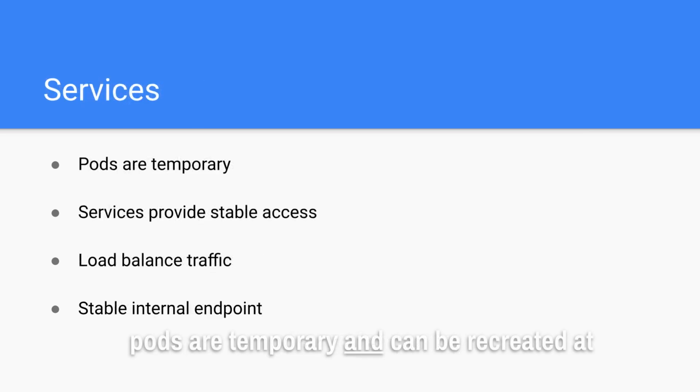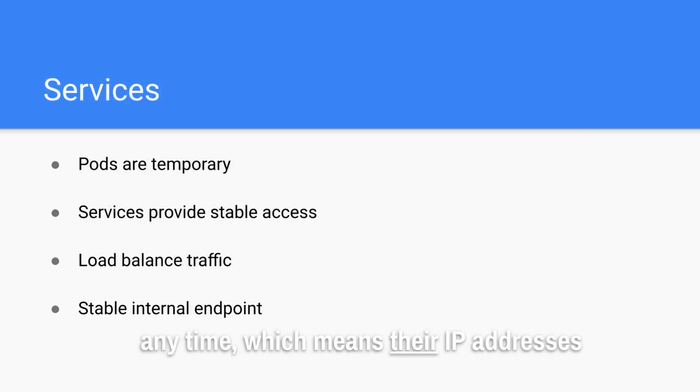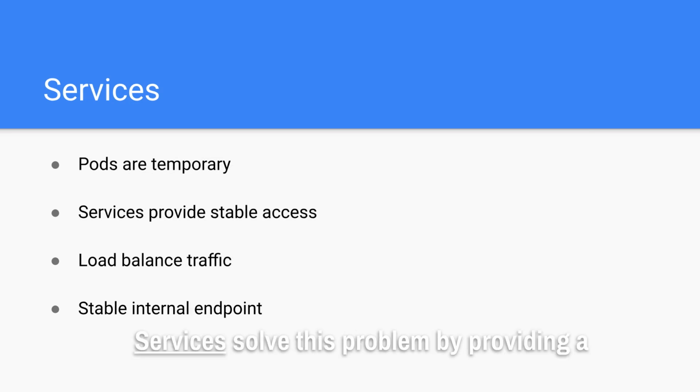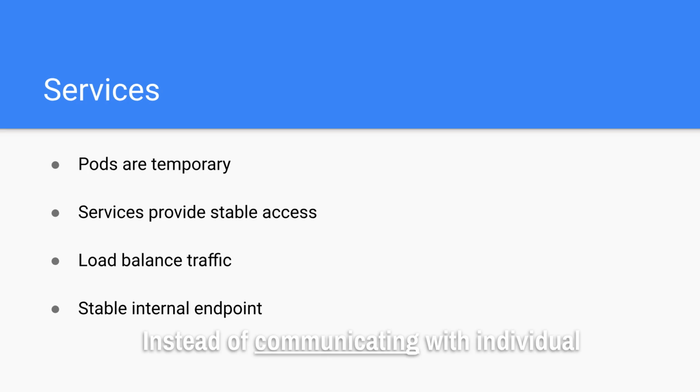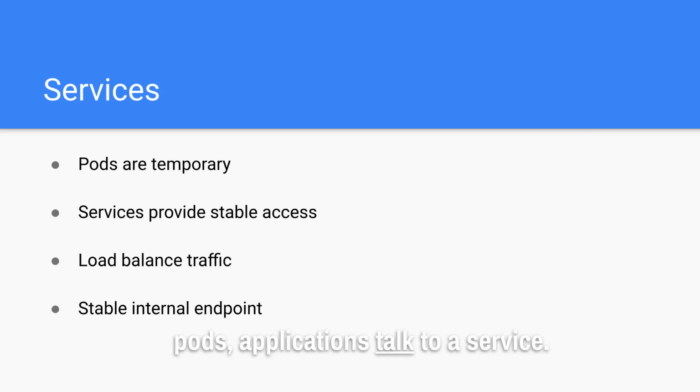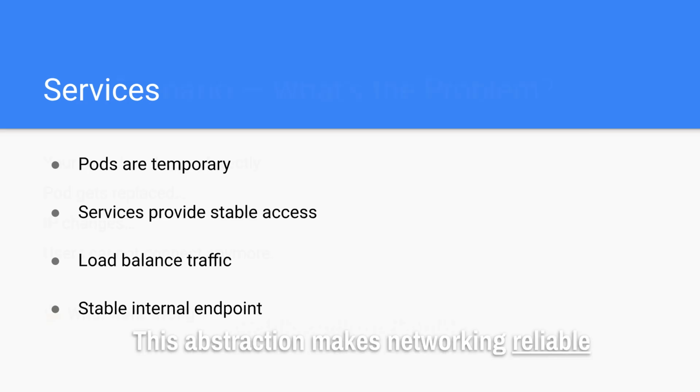Pods are temporary and can be recreated at any time, which means their IP addresses change frequently. Services solve this problem by providing a stable network endpoint. Instead of communicating with individual pods, applications talk to a service. The service automatically load balances requests across available pods. This abstraction makes networking reliable and predictable.